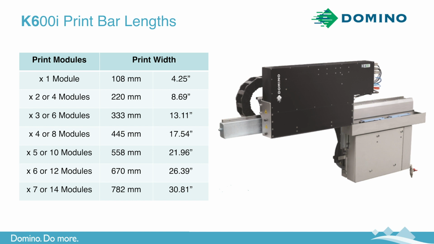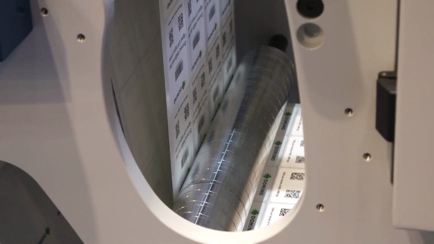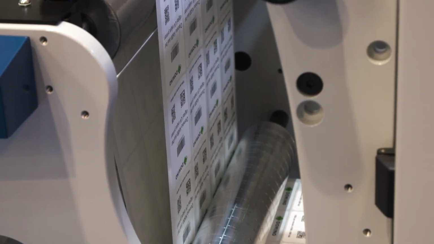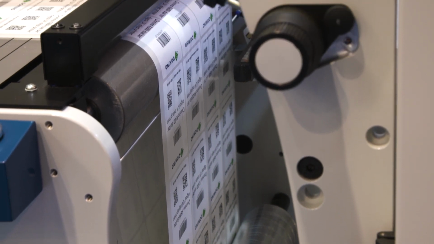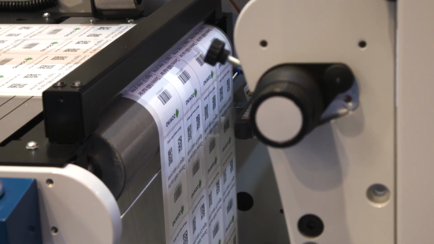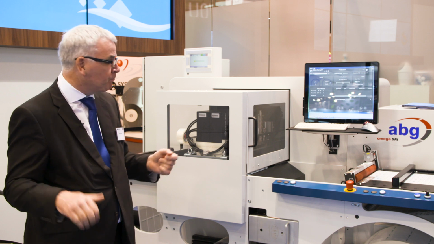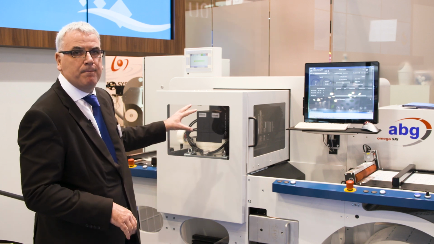It's available in 7 different bar lengths as standard. The one we have here is the 445 millimeter bar length, or 17 inches, but we actually produce these from 108 millimeters or 4¼ inches up to 781 millimeters, which is nearly 31 inches. So they're available in 7 different bar lengths.